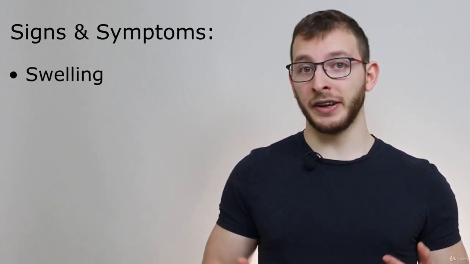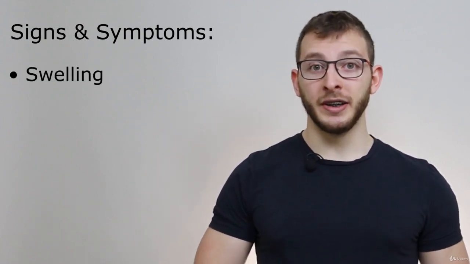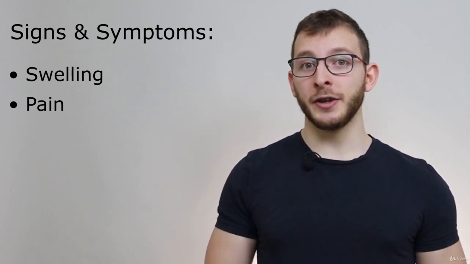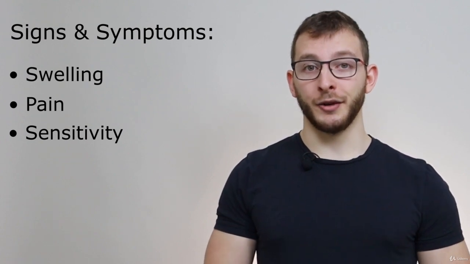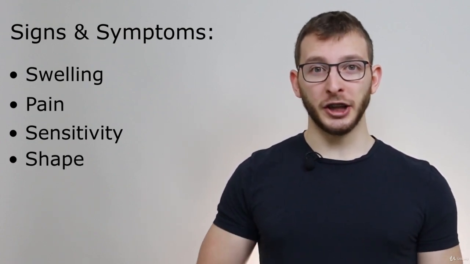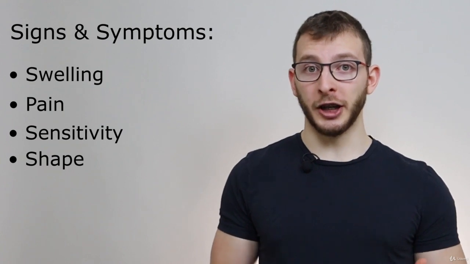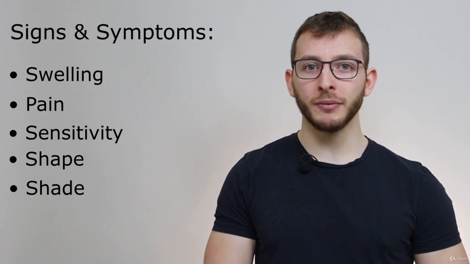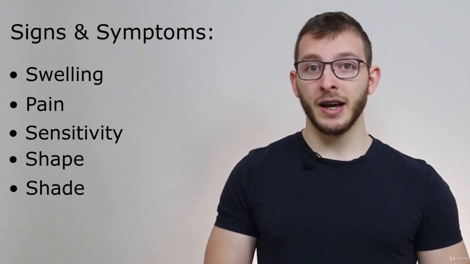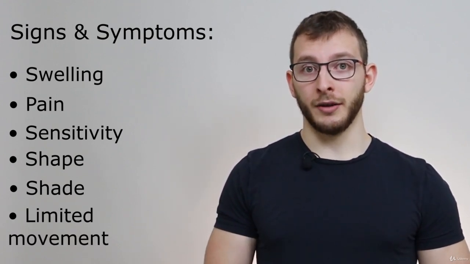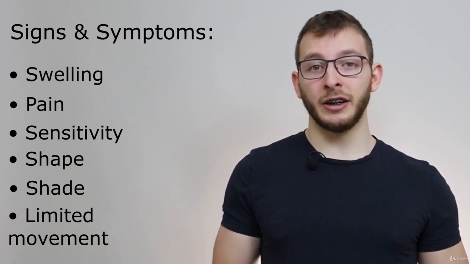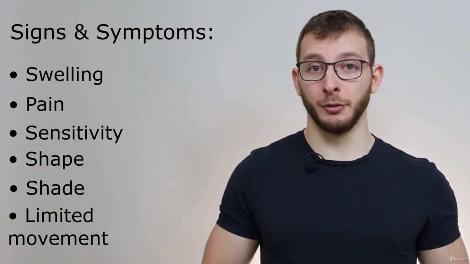Now let's go over the signs. The first sign that we'll probably see is swelling in the area. After that, it's going to be pain. Obviously, it's very painful when you fracture or dislocate something, as well as sensitivity to touch. We will also notice a different shape in some situations, and a different shade, usually a bit more bluish. And lastly, we will see a limitation in movement. Sometimes it's just going to be very painful for a patient to move that area, but in other situations he will just physically not be able to do so.